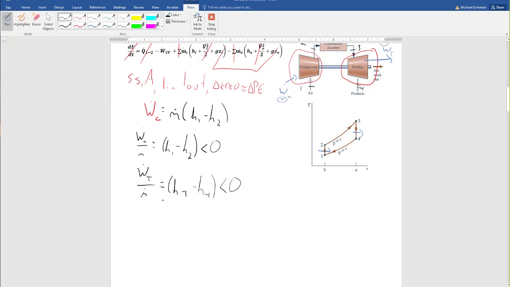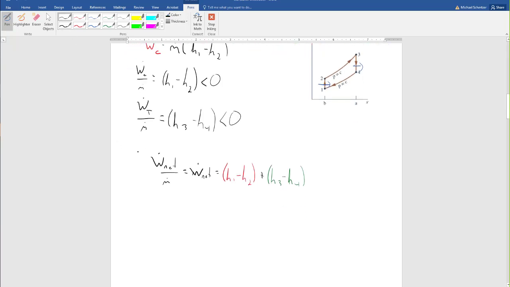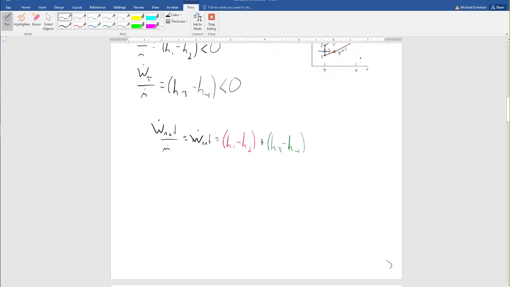But the problem didn't ask me for these things individually. It asked me for the net power per unit mass, which I can call little w dot net. This is going to be h1 minus h2 plus h3 minus h4. These are negative, these are positive. This is good, but now I've got to ask myself, well, I know the fluid is air.